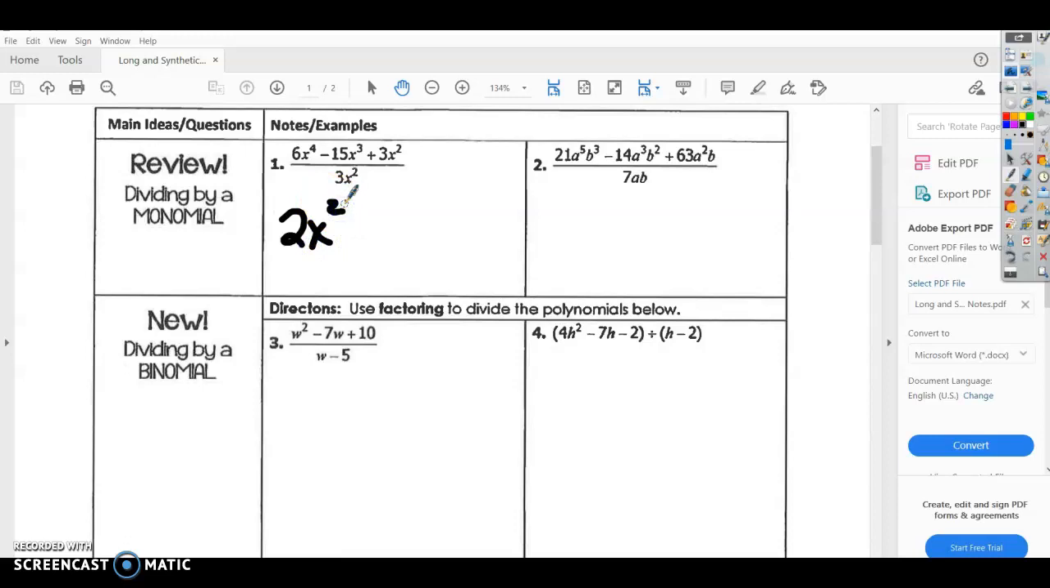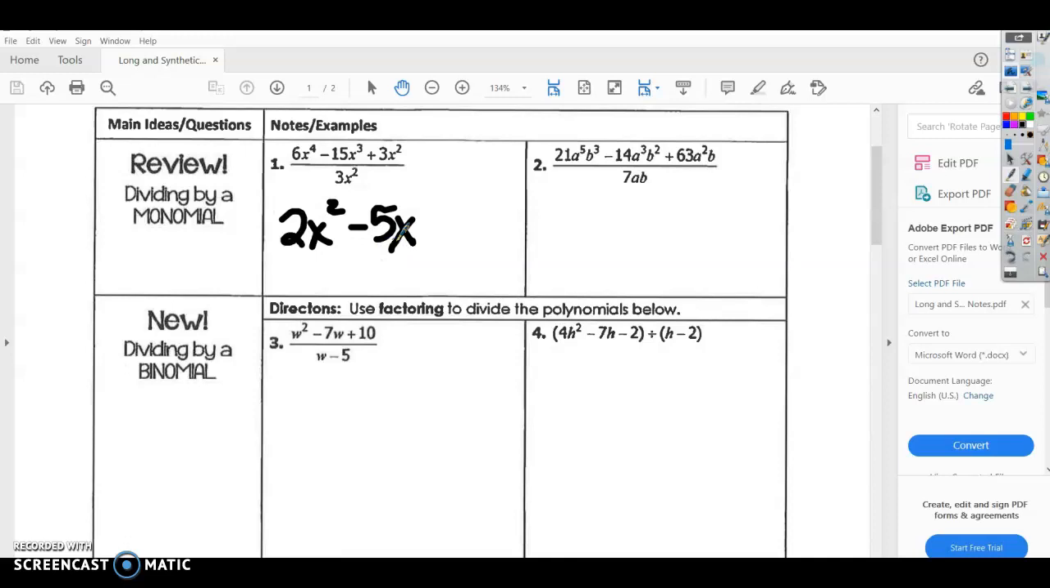Now we look at the middle term. The middle term is negative 15x cubed. We're going to divide that also by 3x squared. So negative 15 divided by 3 is negative 5. And then 3 minus 2, again we're subtracting exponents from top to bottom, is just 1. So x to the first power.